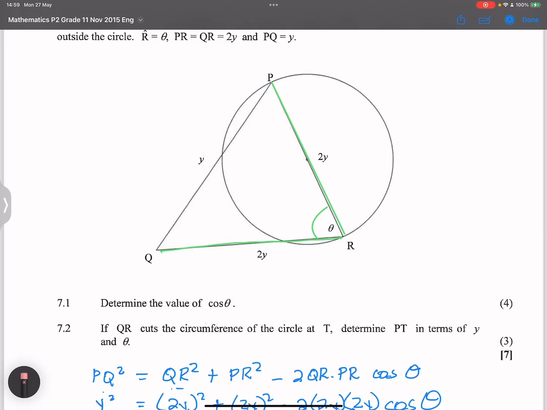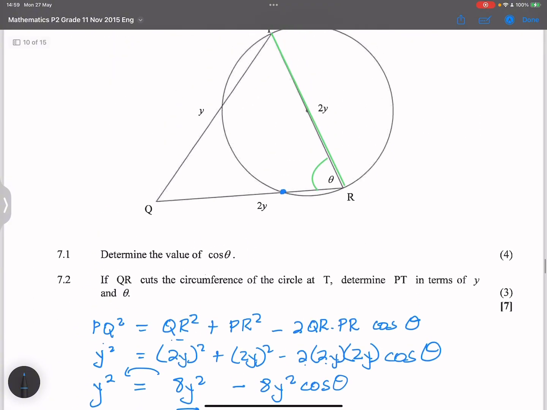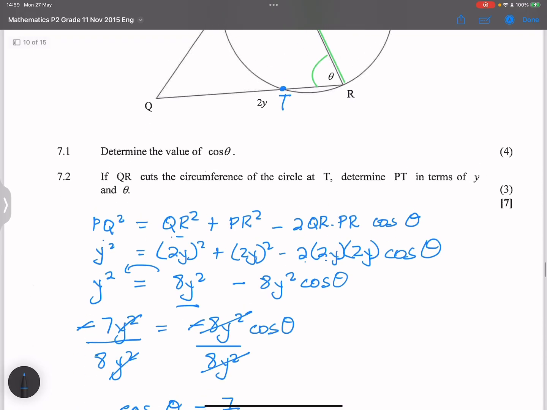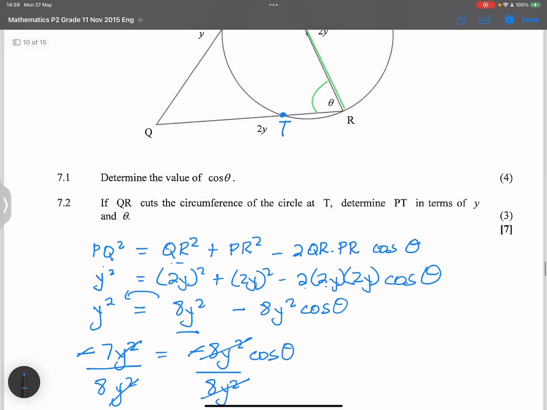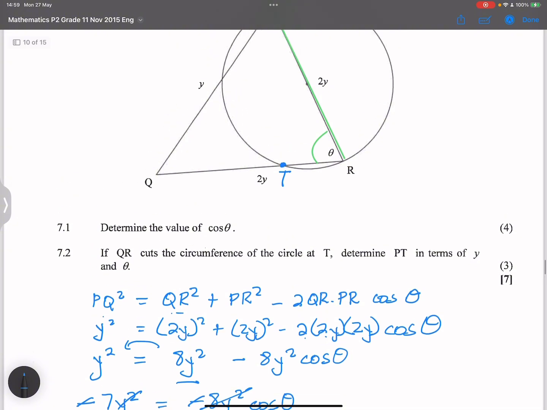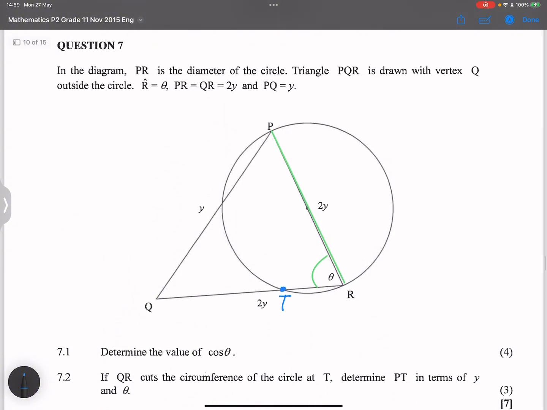All right, so it cuts the circumference of the circle at T, and so that should be T there. And they say determine PT in terms of y and theta. So they want us to find out what PT will be. All right, so let's try and draw this nicely. So PT is that guy over there.